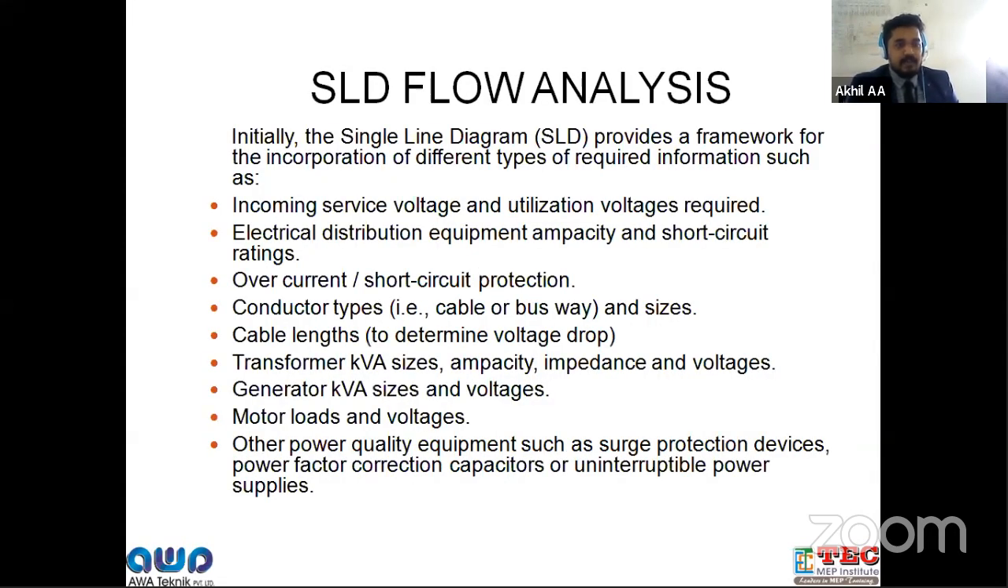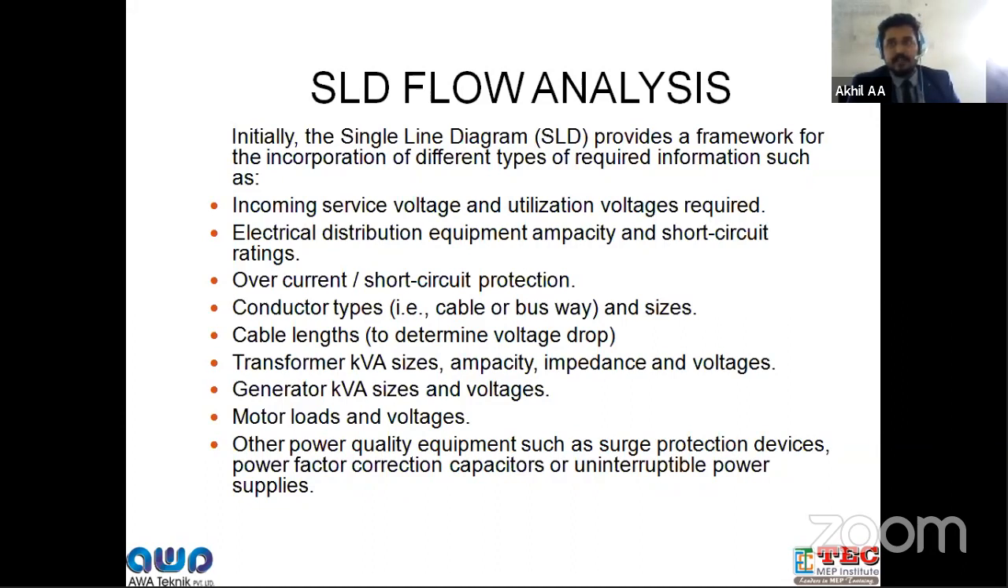Initially, the single line diagram provides a framework for the incorporation of different types of required information, such as incoming service voltage and utilization voltages required, electrical distribution equipment, ampacity and short circuit ratings, overcurrent or short circuit protection, conductor types, that is cables or busways, and their sizes, cable length to determine the voltage drop, the transformer kVA sizes, ampacity, impedance and voltages, the generator kVA size and voltage, motor loads and voltage, and other power quality equipment such as surge protection devices, power factor correction capacitors, or uninterruptible power supplies.